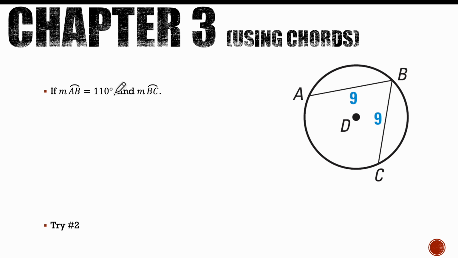The measure of AB is 110. Find the measure of BC. How much would be the measure of BC? It will also be 110 because it is the same circle, which means AB and CD are of the same length, as is given. So these two chords are congruent, which means that the arcs which these two chords form will also be congruent. So both of them would be 110.